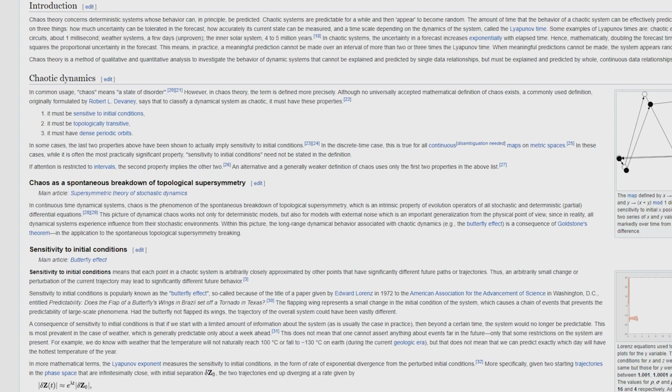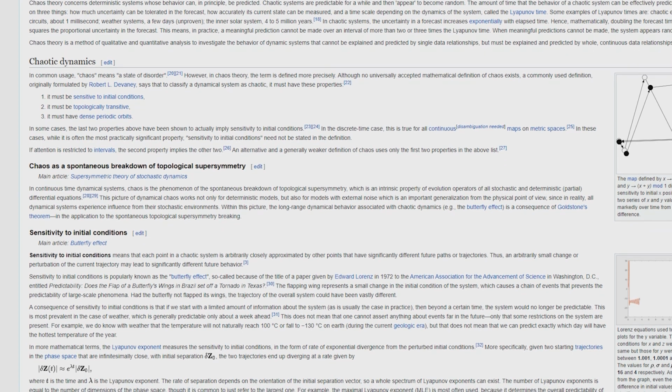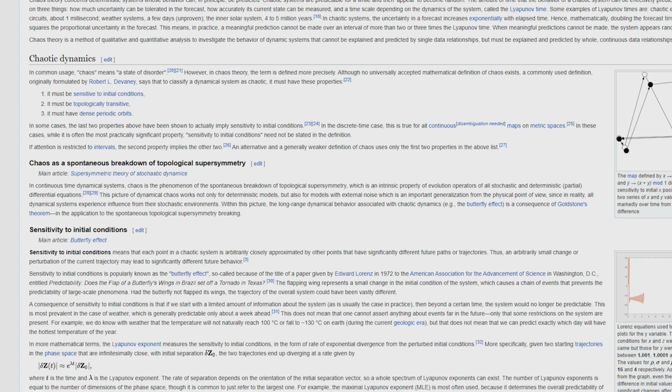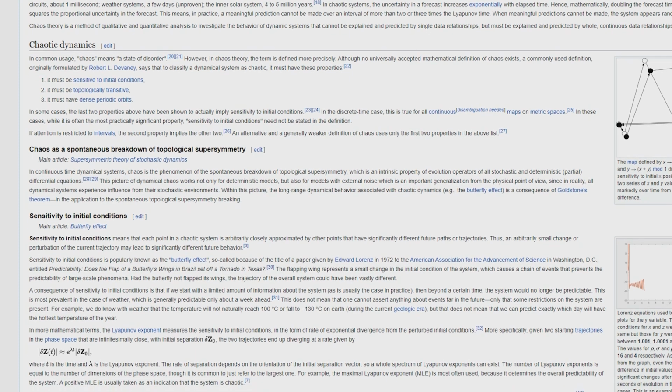Sensitivity to initial conditions is popularly known as the butterfly effect, so called because of the title of a paper given by Edward Lorenz in 1972 to the American Association for the Advancement of Science in Washington, D.C., entitled Predictability: Does the Flap of a Butterfly's Wings in Brazil Set Off a Tornado in Texas? The flapping wing represents a small change in the initial condition of the system, which causes a chain of events that prevents the predictability of large-scale phenomena. Had the butterfly not flapped its wings, the trajectory of the overall system could have been vastly different.